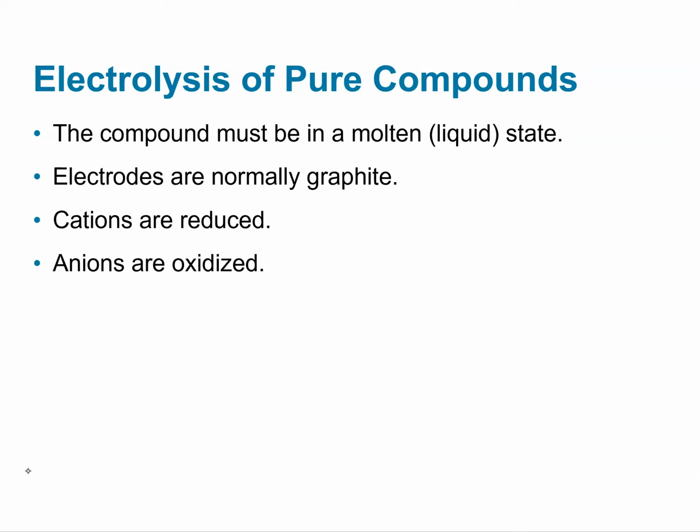Reduction is gain, right, of electrons. And cations want to gain electrons to become neutral. So that makes sense. And the anions are negatively charged, so to go to neutral, they're going to need to lose electrons. Oxidation is loss of electrons. So that also makes sense.